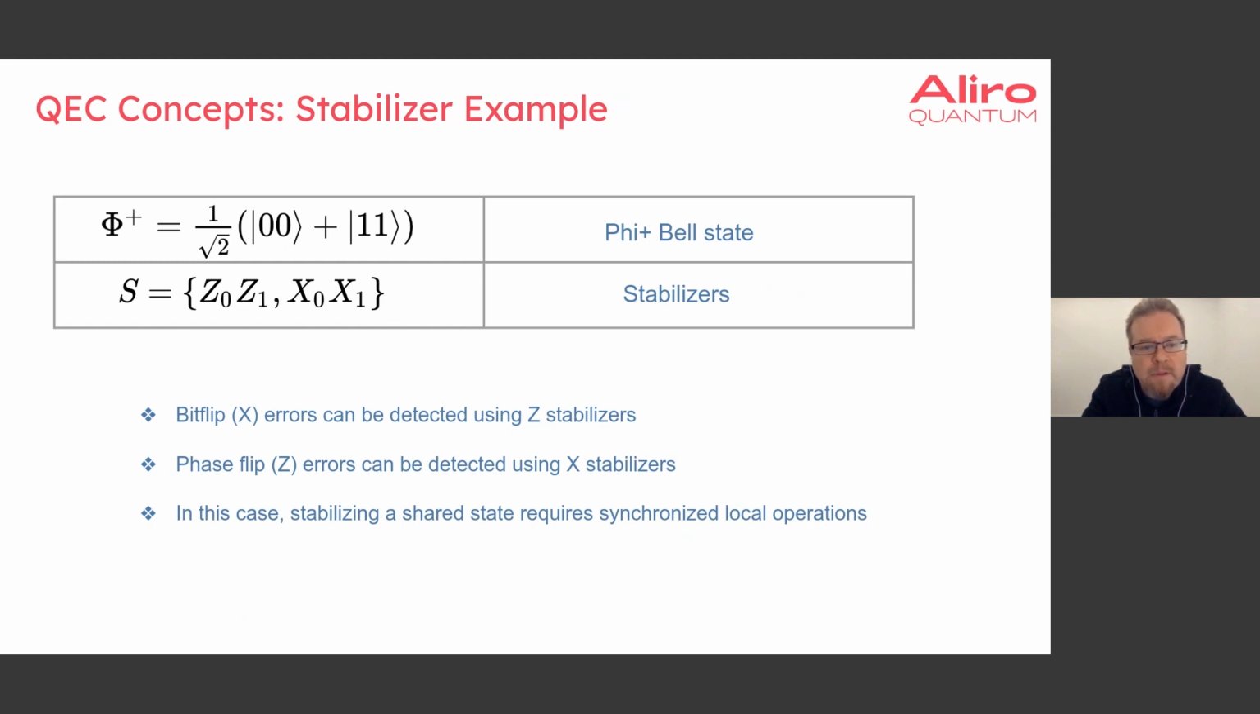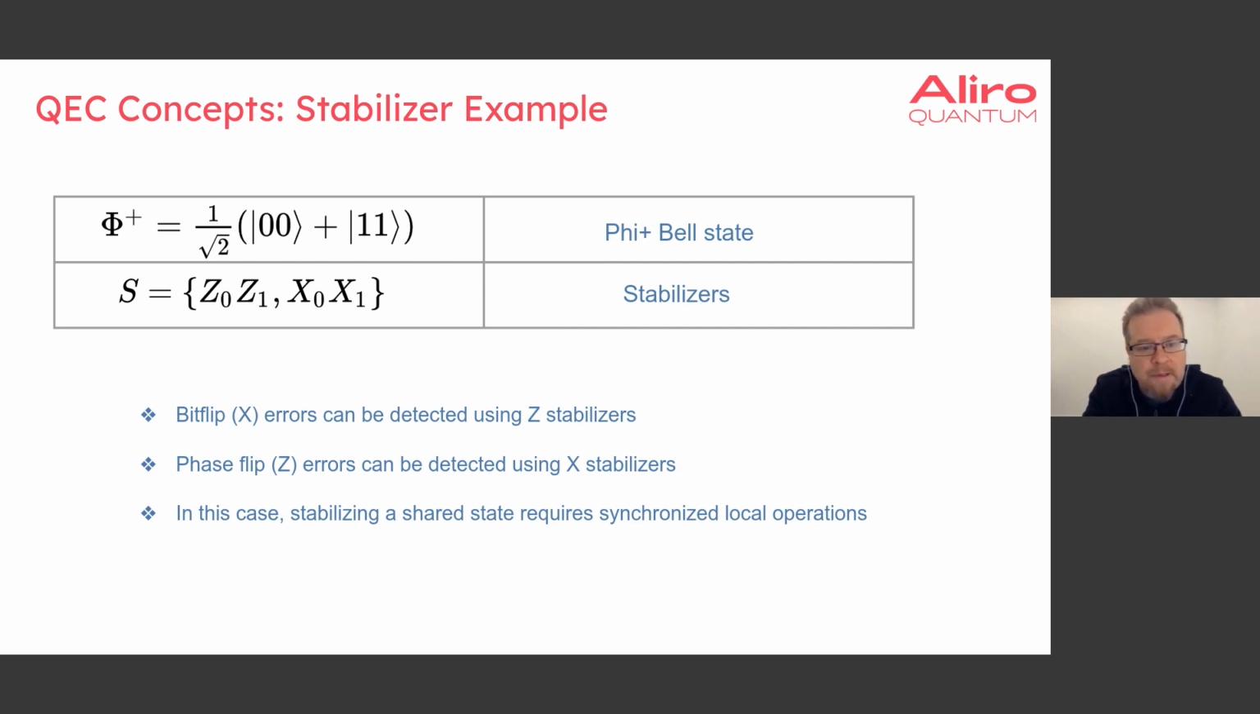So I have a simple example here. This is a Bell state, an entangled state, and we can see two stabilizers here: a Z gate on the first qubit, Z0, and then Z1. If we apply this operation to the state, it will be unchanged. And similarly, if we apply bit flips to both qubits, the state will also be unchanged.